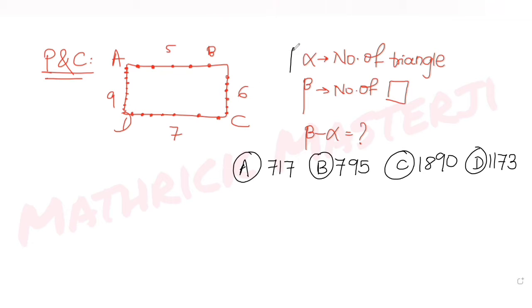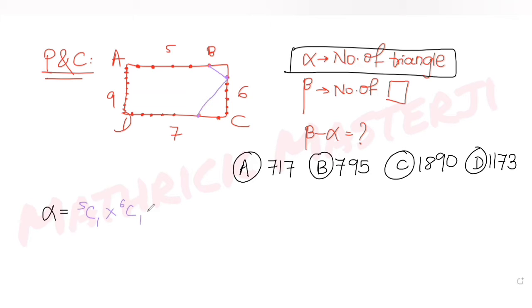Solution: alpha is the number of triangles that you can form selecting 1 point from each side as a vertex. If I want to form a triangle, I can take 1 point from this side, 1 point from these 6 points, and 1 point from these 7 points. So out of 5, I'm selecting one, out of 6 one, and out of 7 one. So this becomes one triangle.